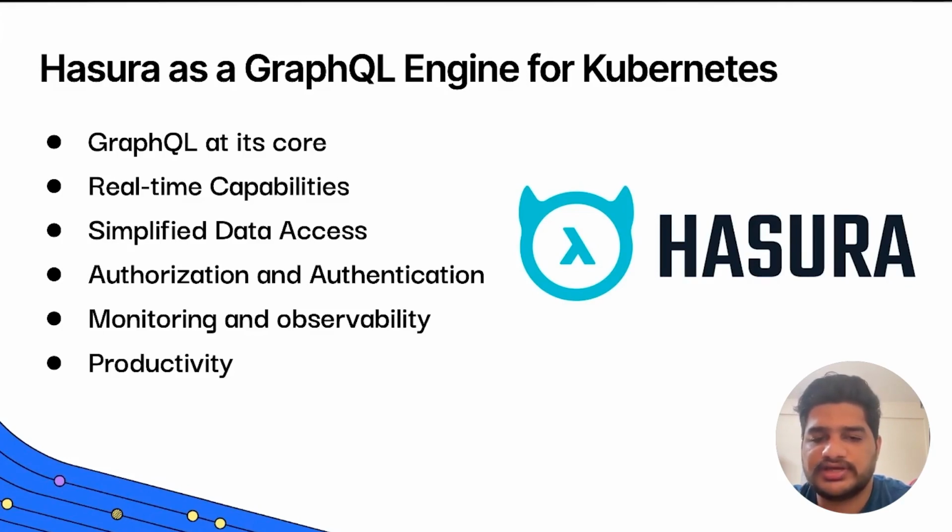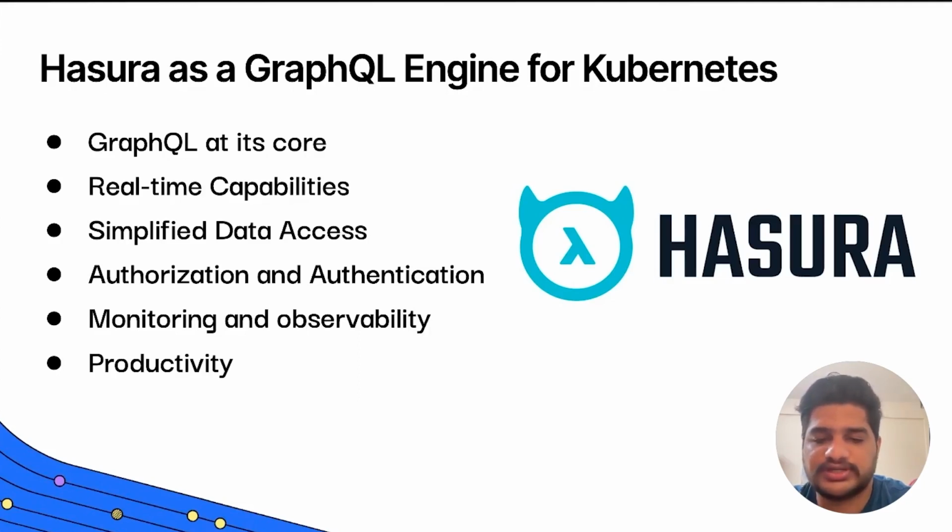The other thing is it provides built-in monitoring and observability tools that help you keep an eye on your GraphQL API's performance and usage. And in a big Kubernetes cluster where monitoring and debugging can be complex, these observability features simplify the process and enable you to productively address issues.